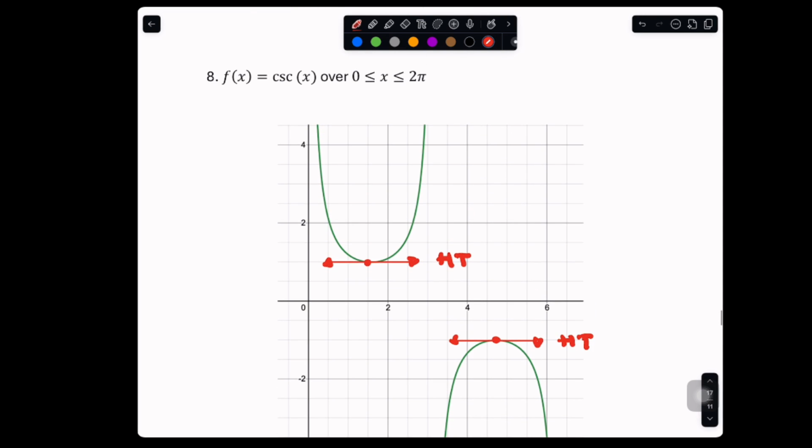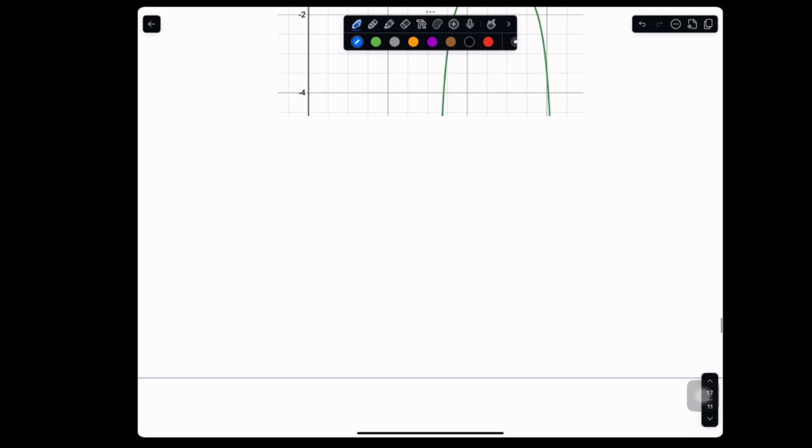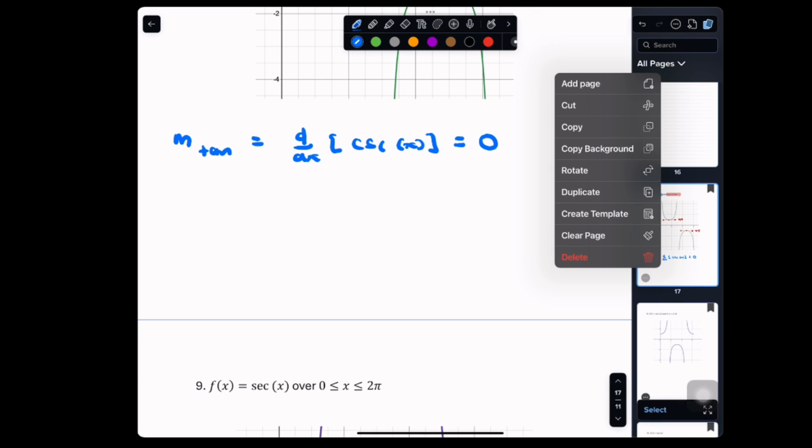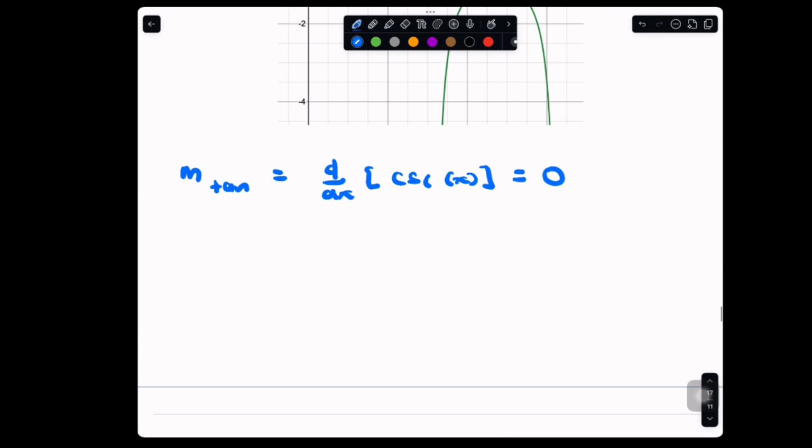But let's go through some of this. And again, it's nice that they restricted the domain. That means it's only from 0 to 2 pi. The function now is cosecant. So m tangent will be the derivative of what? Cosecant, and you set that equal to 0. What's the derivative of cosecant? Isn't that negative cosecant cotangent equals 0?